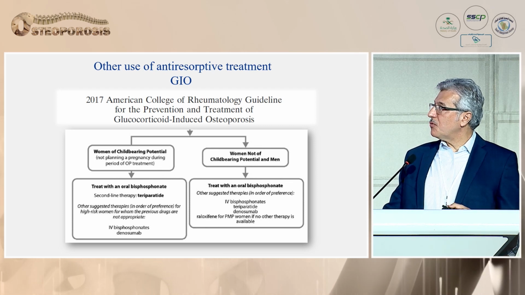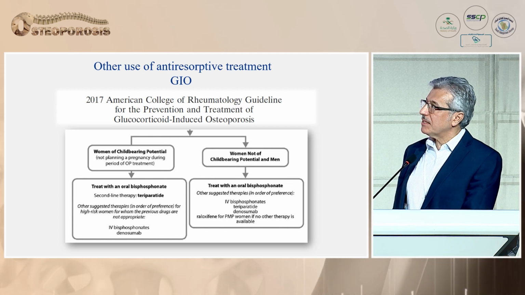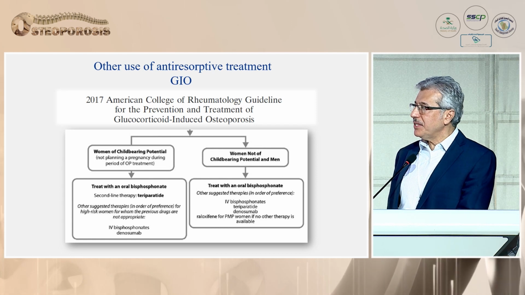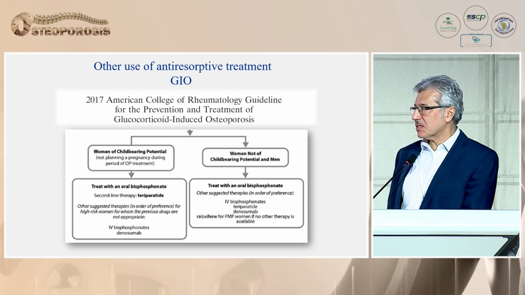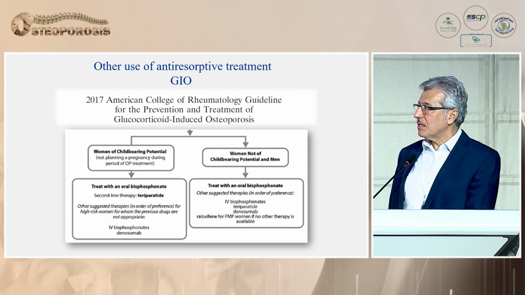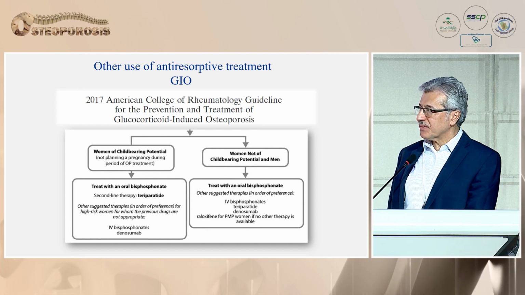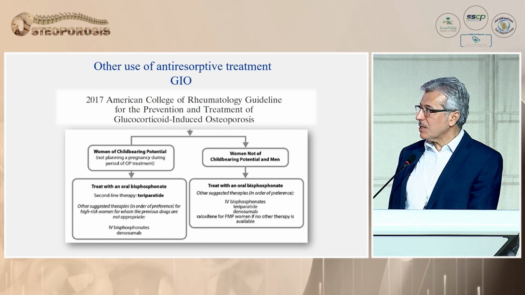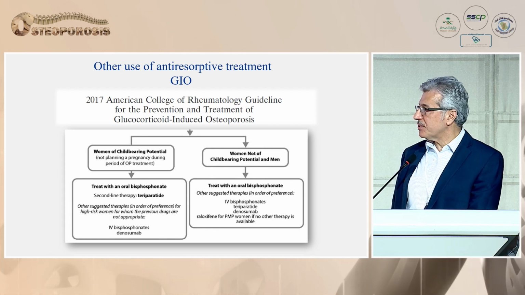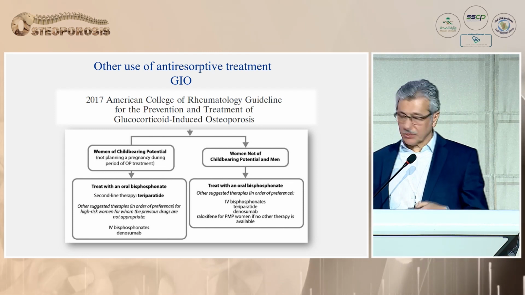So just a couple of words on other uses of anti-resorptive. We should not forget its effect in glucocorticoid-induced osteoporosis. And here, bisphosphonate is a first-line therapy in most patients who are not childbearing, but there are alternatives, including, of course, IV bisphosphonate, teriparatide, and denosumab. But when we talk about women of childbearing potential, less than 40 or 45 years, then oral bisphosphonate is the drug of choice in those patients.